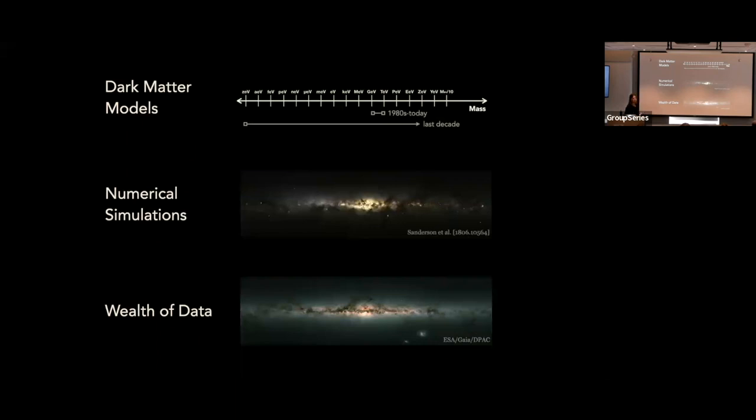And then lastly is the wealth of data that's coming online, especially on the astrophysical side. I'm showing here an image from Gaia, but that's what we have now. Just over the next decade, with Rubin, Roman, JWST, Euclid, I'm missing so many, anyway, tons of data coming our way that are really going to be probing these structures. We want to be able to understand how we can interpret this data in terms of the particle physics models.